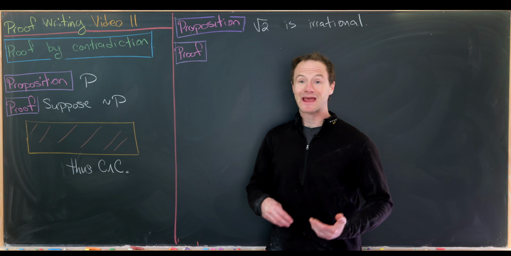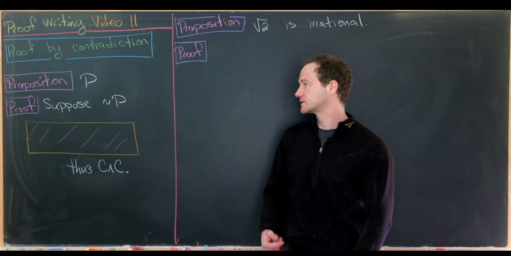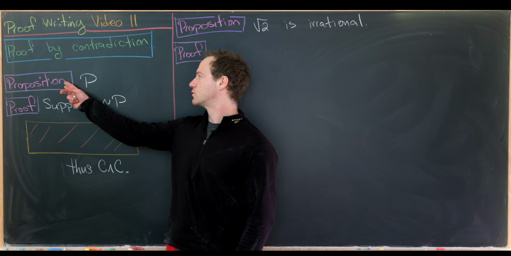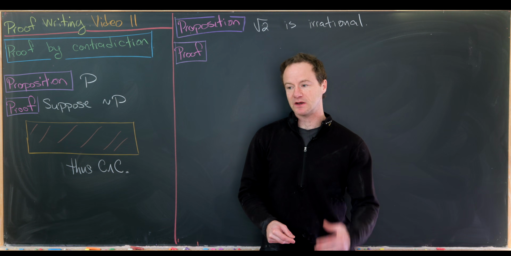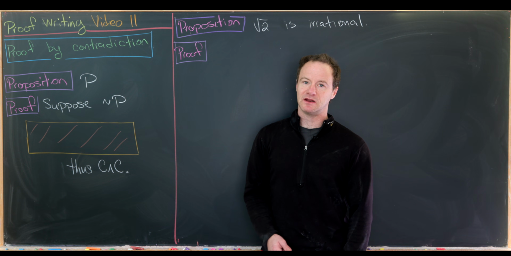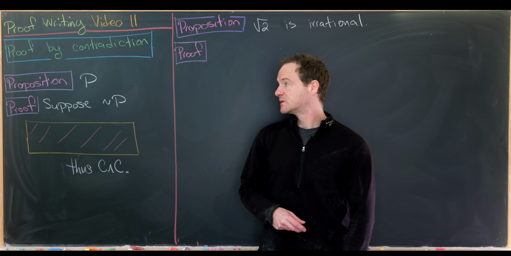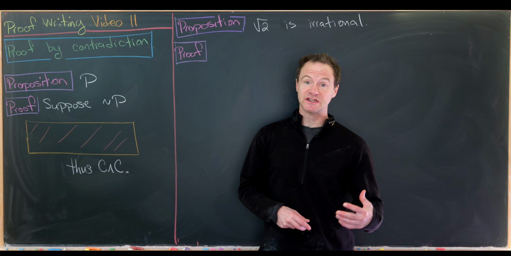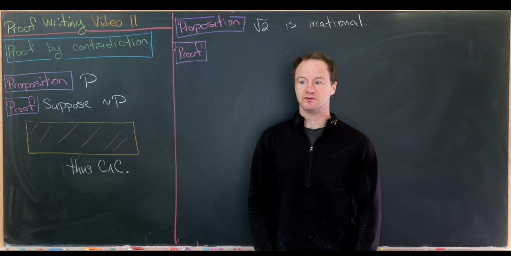So let's look at a quick outline of a proof by contradiction, and then we're going to do a bunch of examples. So let's say we want to prove a proposition P. So P is some mathematical statement. It might be a conditional statement, it might be an existential statement, it might be something else. So what we'll initially do is suppose that P is not true.